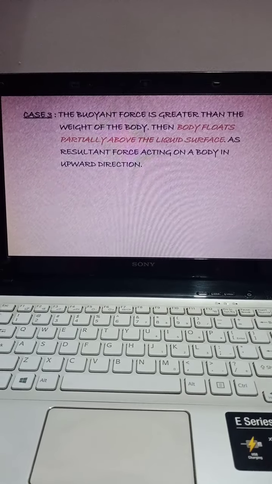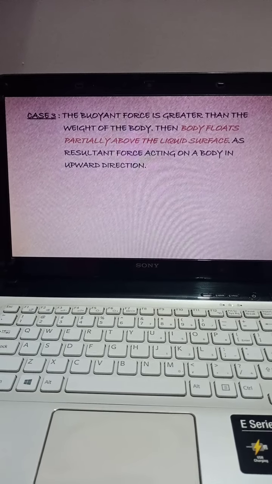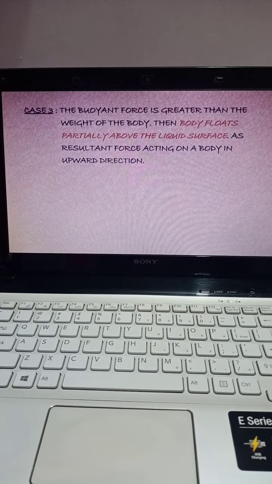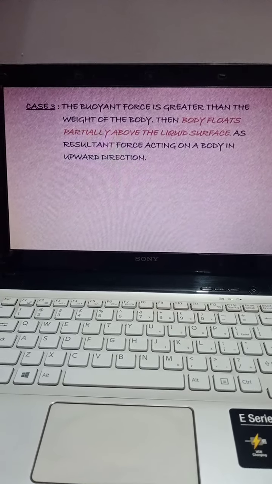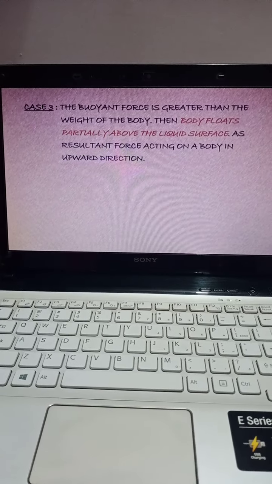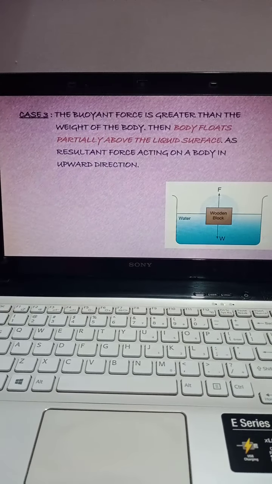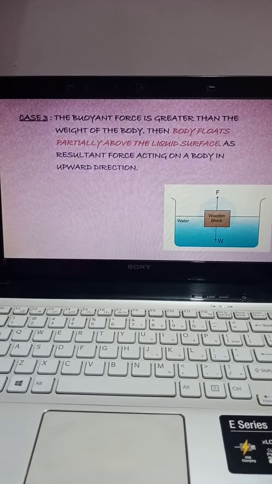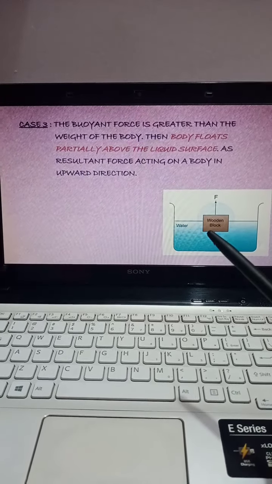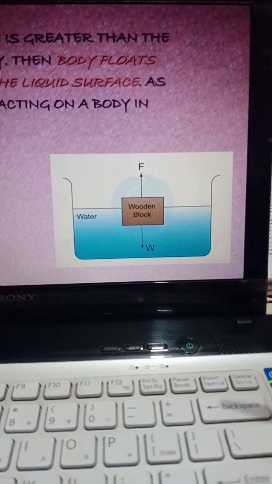So the third case we are going to see here is when buoyant force is greater than weight of the body, then the body floats partially above the liquid surface as the resultant force acting on the body is in upward direction. So this is a normal diagram that we know very well, that this is a wood, as we know that wood floats on water.